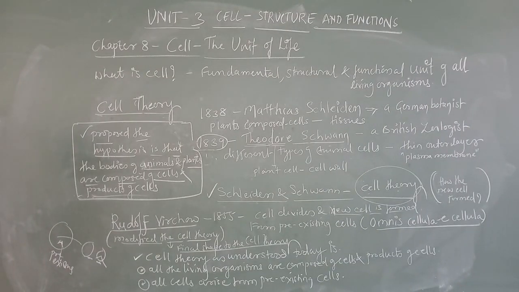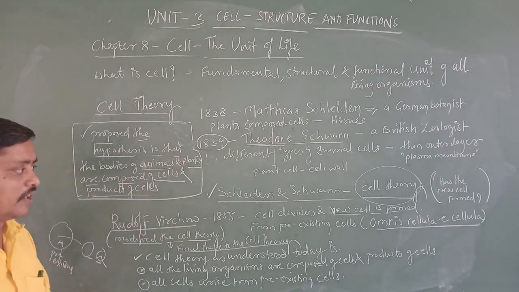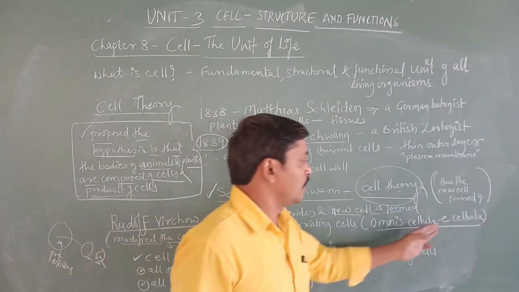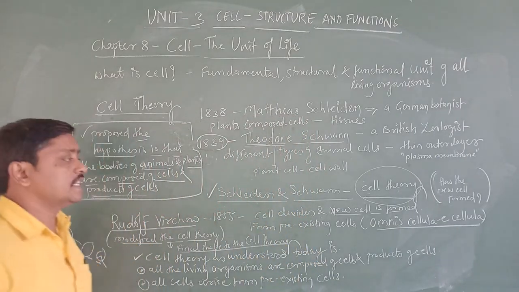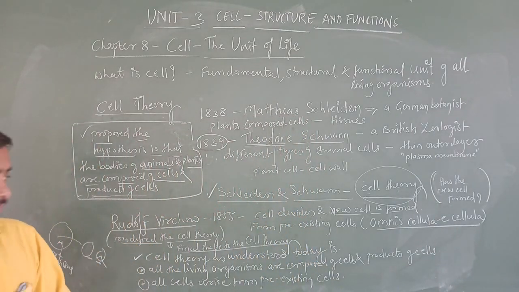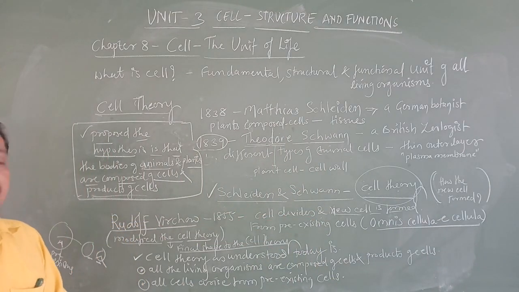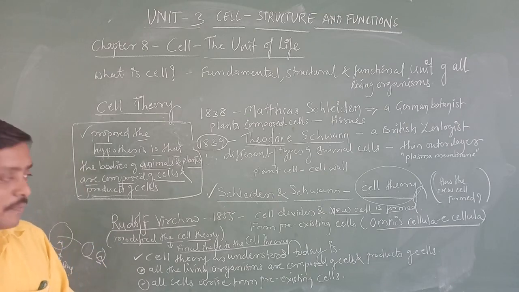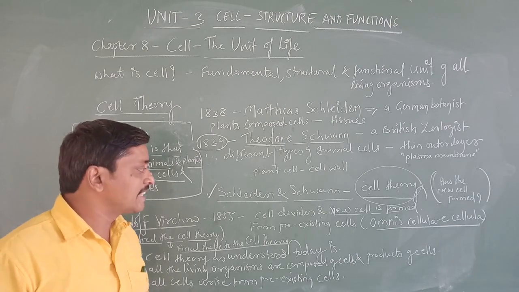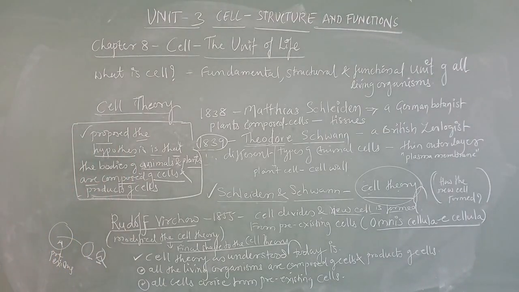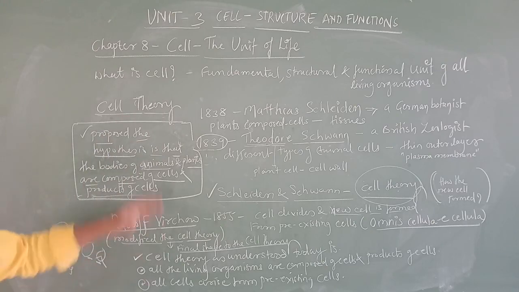Sometimes a question is going to be asked from this particular concept: what is "omnis cellula e cellula" theory? It is nothing but: cell divides and a new cell is formed from the pre-existing cell. This much we write for a one-mark question. What is that? Cell divides and a new cell is formed from a pre-existing cell. That is "omnis cellula e cellula" theory, and this is given by Rudolf Virchow. Understood? Sometimes in competitive exams questions are asked based on these things.